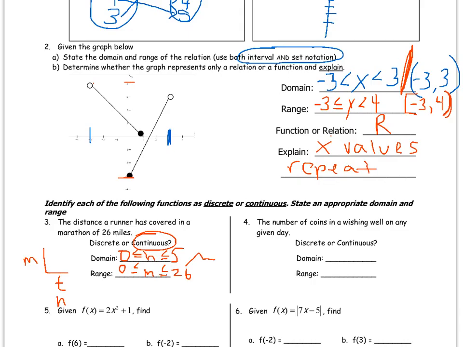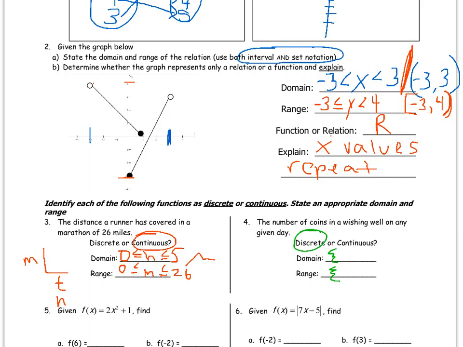On 4, we're looking at discrete or continuous for the number of coins in a wishing well. So if we look at our coins in the wishing well on any given day, just once a day we're going to look at the number of coins in there. It's always going to be a discrete number. It's going to be 7 coins or 15 coins or 18 coins. It's going to change, and it's not going to be all the stuff in between. We just look at once a day. So we're looking discrete. Because it's discrete, we need to list my domain and my range using our braces.